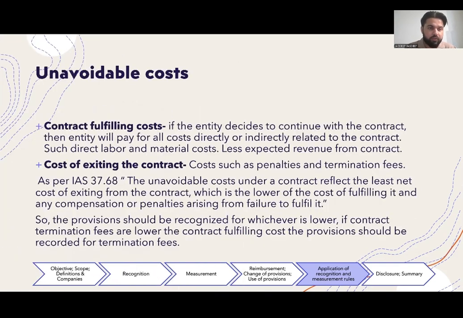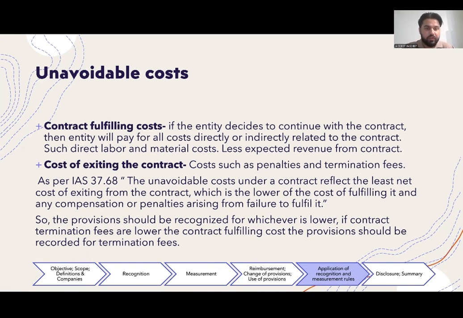Now let's see what the unavoidable costs are. One of them is contract fulfilling cost. If an entity wants to continue with the onerous contract, then the cost will be the whole cost of fulfilling the contract, less the expected revenue from the contract.